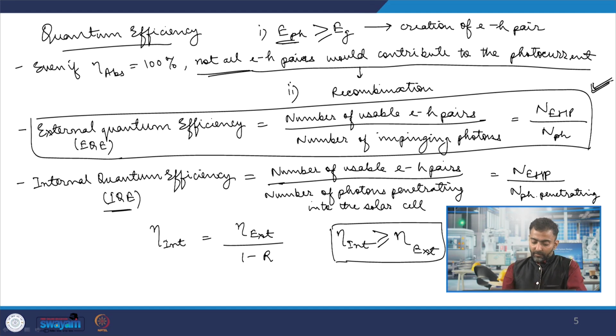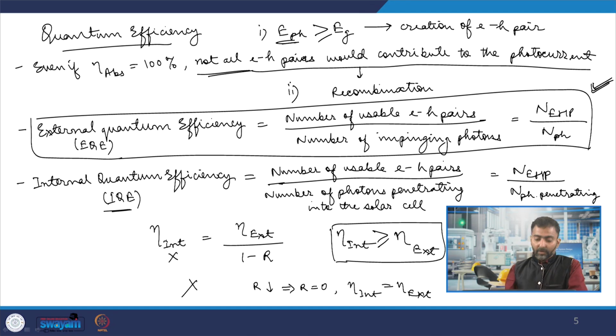Therefore, the logic that we can increase the reflection coefficient, and that is how you can quote a higher value of internal quantum efficiency, does not have any meaning. Basically, it is just a way of accounting. It just shows how much reflection is happening in the solar cell, and reflection is an undesirable phenomenon. Ideally, we would like to have it as low as possible, ideally equal to 0, and ideally we would like to have internal quantum efficiency equal to external quantum efficiency.